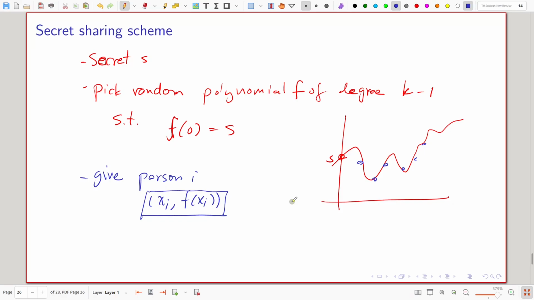All right, so let's try to do that first in the exercise. Let me do more things. After k people join forces, if you have a group of k people and you want to get s back, what do they need to do? They need to recover the function f. If they can get f back, they can evaluate f at point 0 to get s. So let's do that in the exercise.